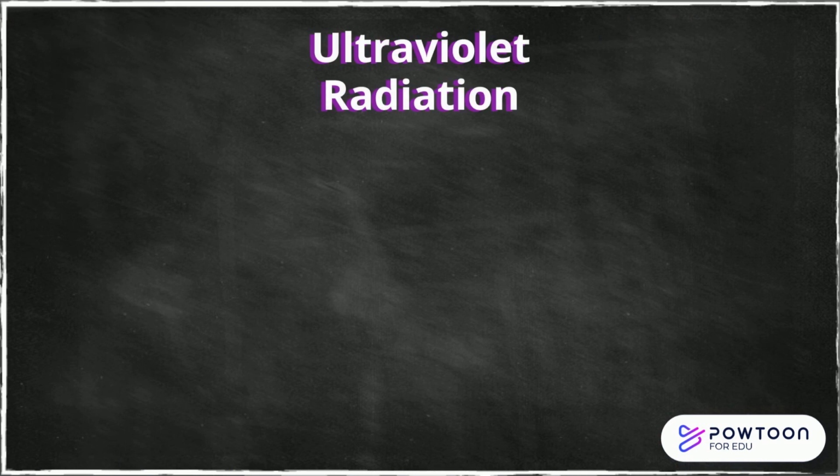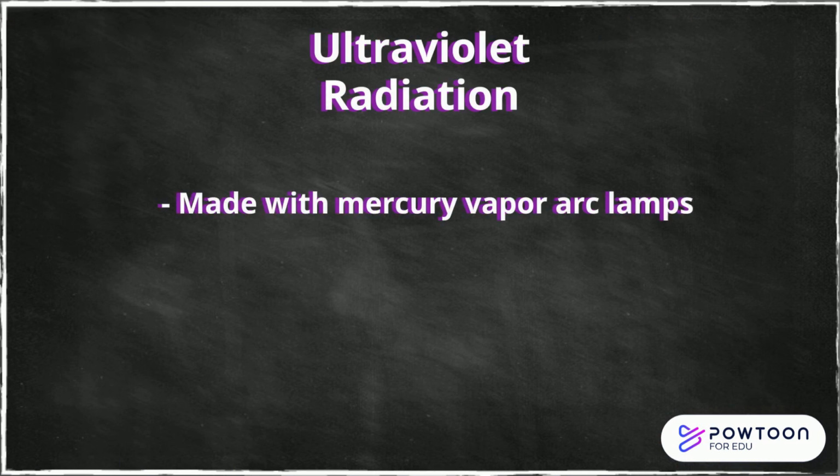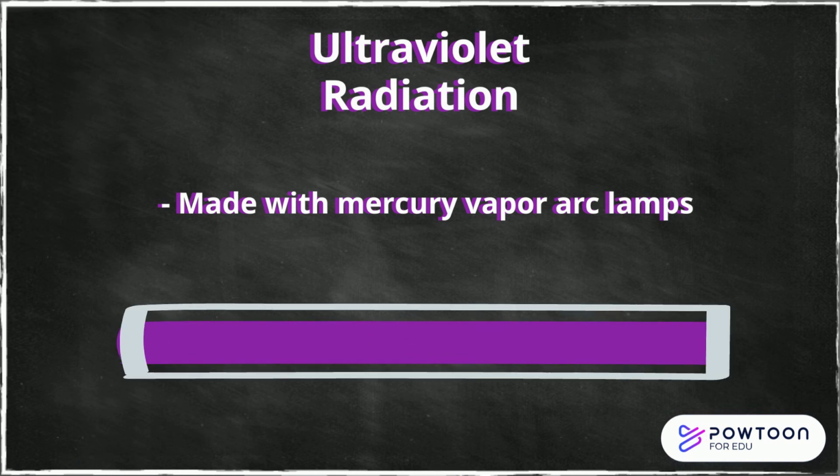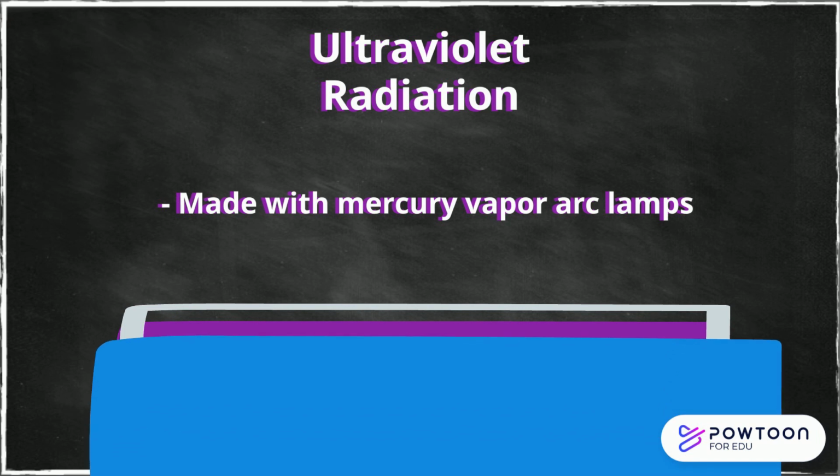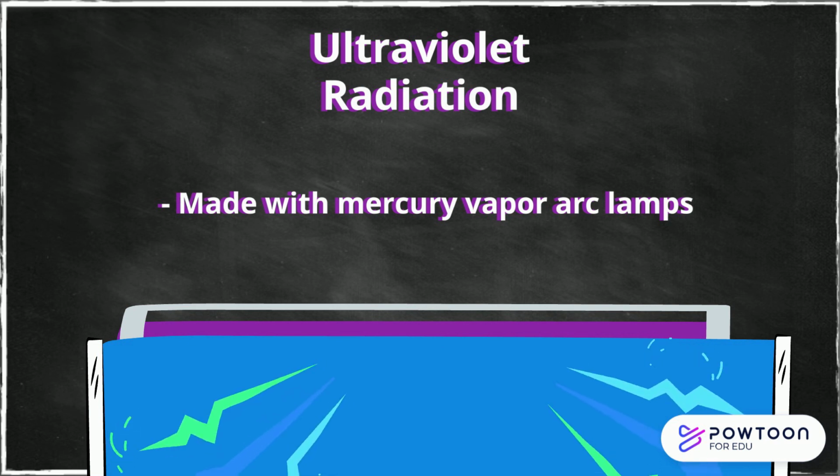Ultraviolet radiation is produced with mercury vapor arc lamps. Ultraviolet lamps are put into quartz sleeves and then placed into the water. You have the water inlet, the stainless steel chamber, electrical enclosure, and an outlet. The water goes through, the UV radiates and kills all of the pathogens.